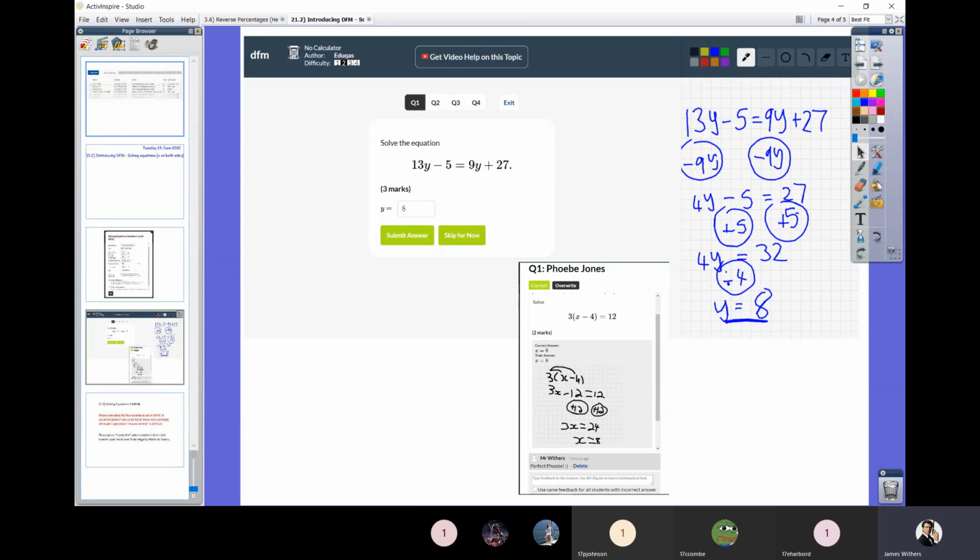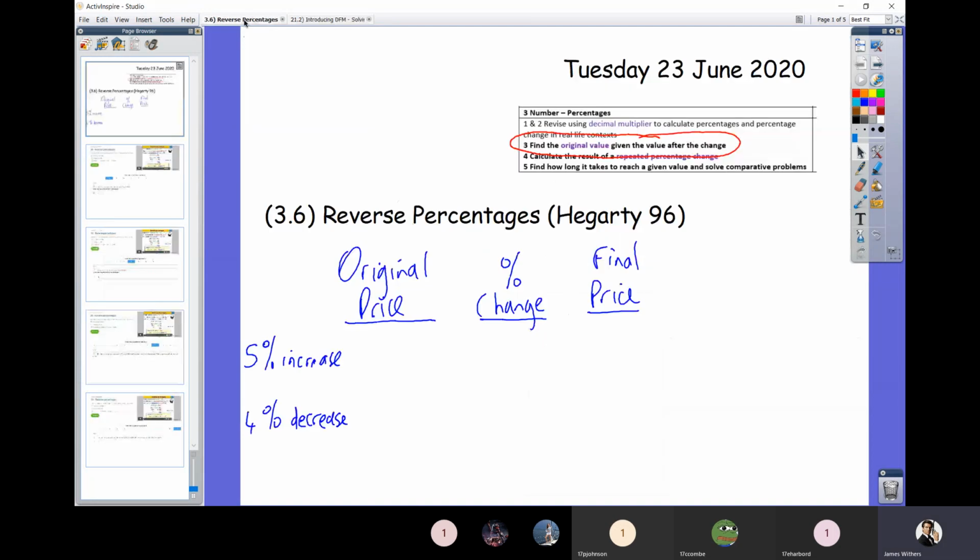So now let me see. When I'm changing my whiteboard, I should just be able to do it up here, I think. Yeah. Okay. So this is our normal lesson, okay? So this is going to lead to you doing Hegarty 96, please.